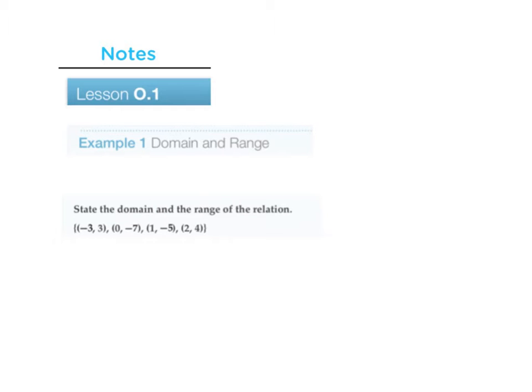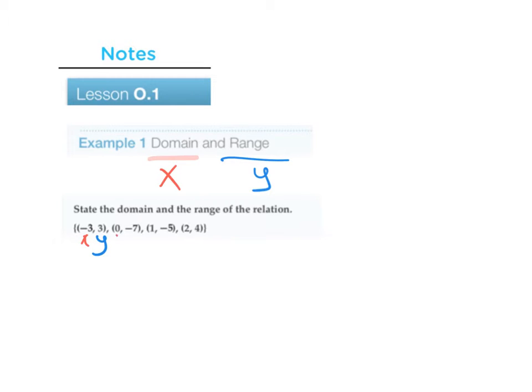So in this lesson, we're going to review domain and we're going to review range. They are just simply the x and y coordinates. The range is the y coordinate and the domain is the x coordinate. So if we look at our ordered pair that we have here, this is our x and this is our y. So our domain are all the x values.